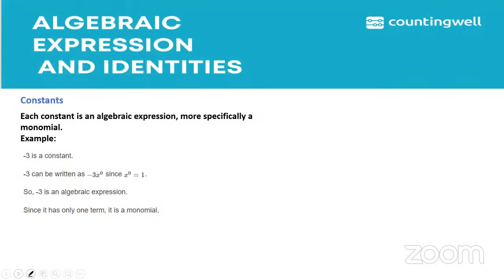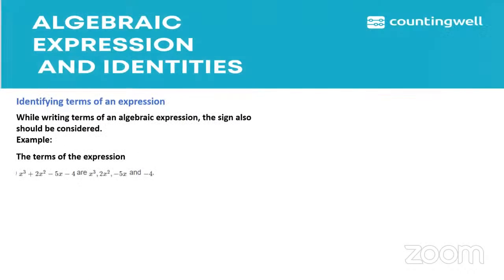Let us see from the chapter Algebraic Expression and Identities. Each constant is an algebraic expression, more specifically a monomial. So minus 3 is a constant. It is a monomial because it can be written as minus 3 x to the power 0. Since x to the power 0 is 1, minus 3 is an algebraic expression. And since it is only one term, it is a monomial. So no matter what is the number, you can take 10, 11, 3, minus 2, plus 2, all are constants, and more specifically a monomial.